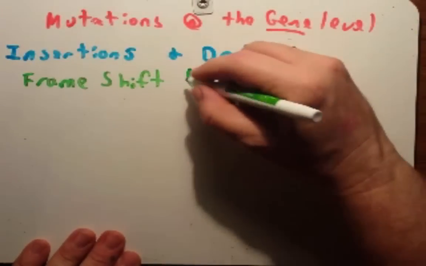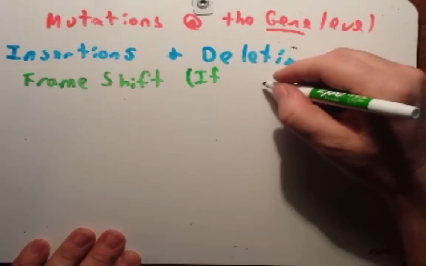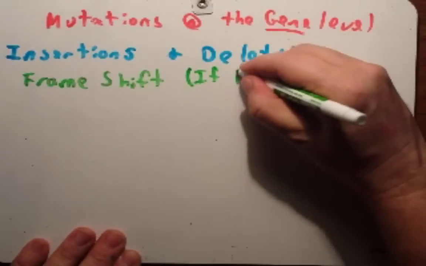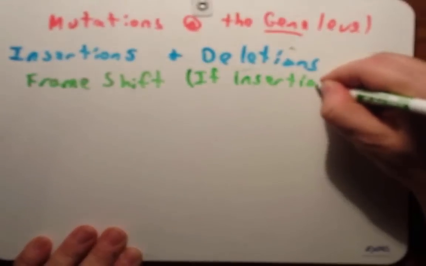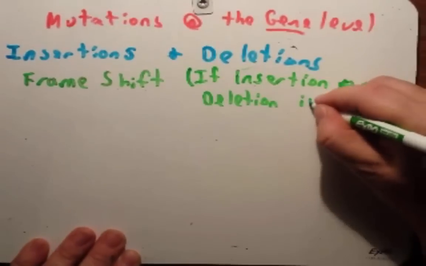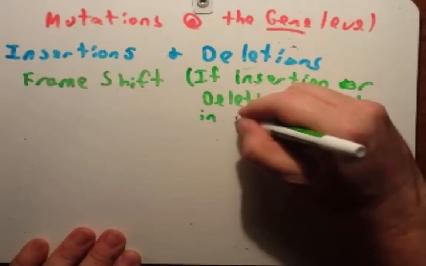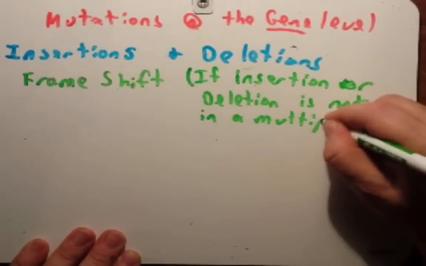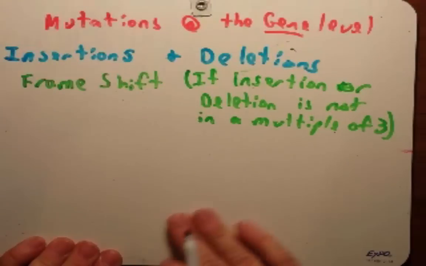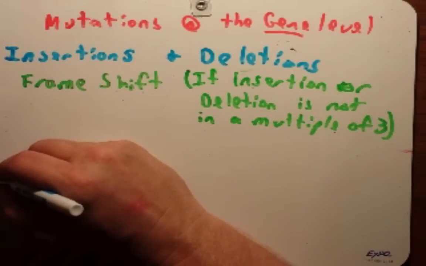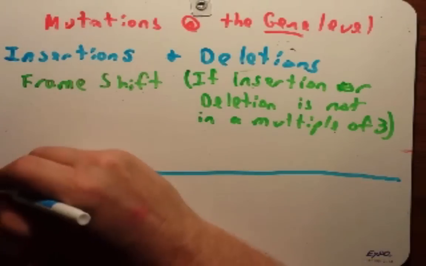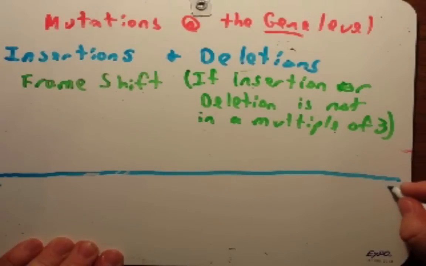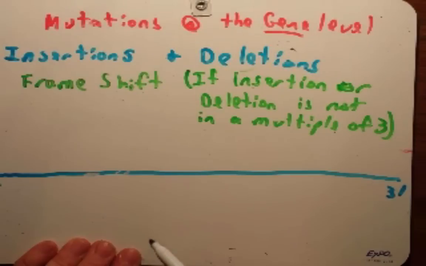Now I should make one caveat here. If the insertion and or deletion is not in a multiple of 3. Alright, now I'm going to draw the messenger RNA here. Remember though, the mutations don't occur on the messenger RNA. The mutations occur on the DNA, but the effect of that mutation is more easily seen on the RNA.